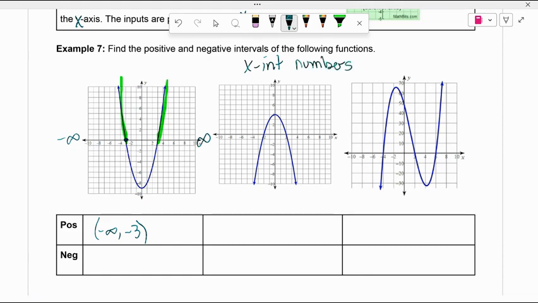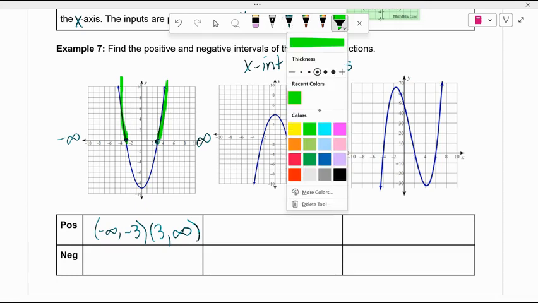So -infinity to -3, and then it picks up positive again, starting at 3, and it goes up to the right forever, so infinity. Notice negative infinity is first, then -3. We go left to right. Negative infinity is the smallest thing you could think of, then -3, then 3, and then infinity is the biggest number you can think of. So we have to go in chronological order.